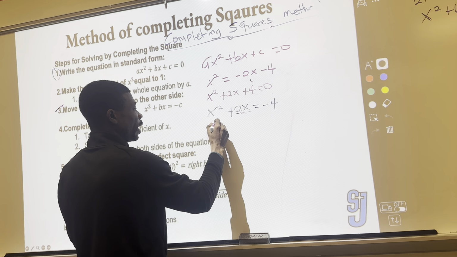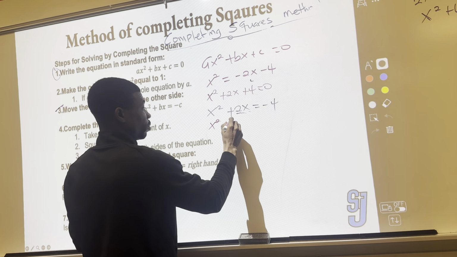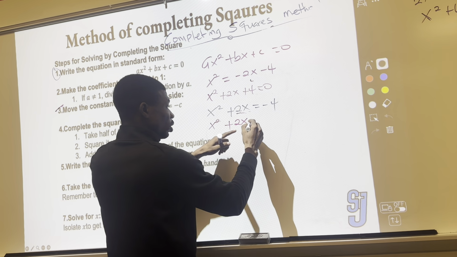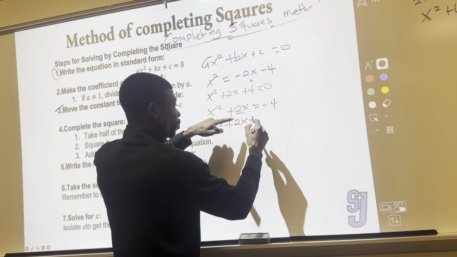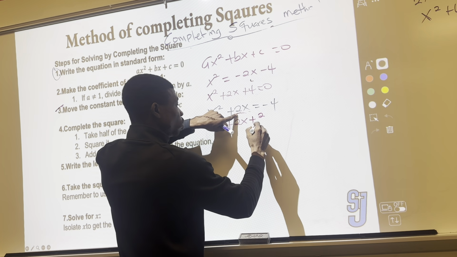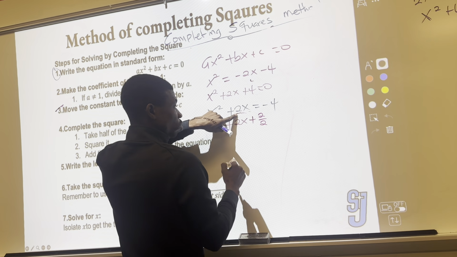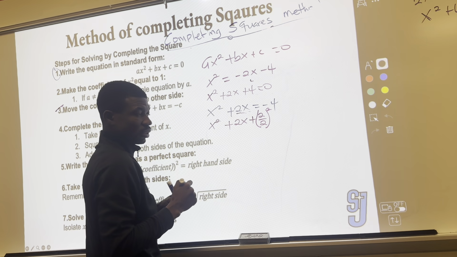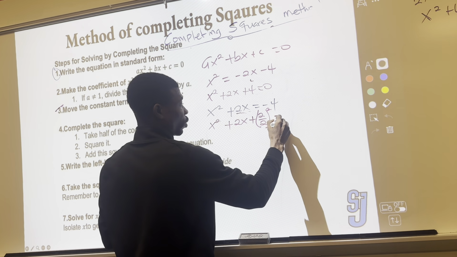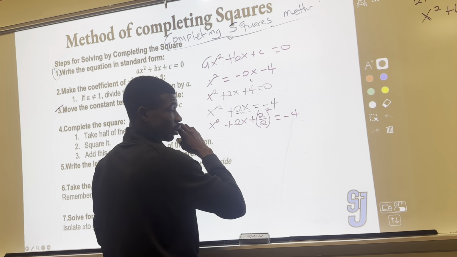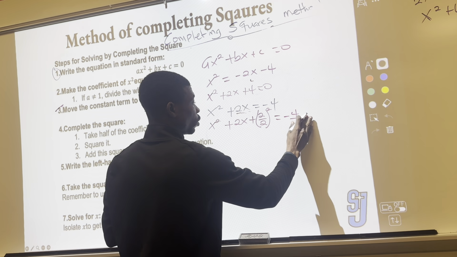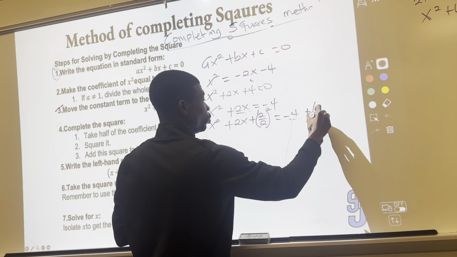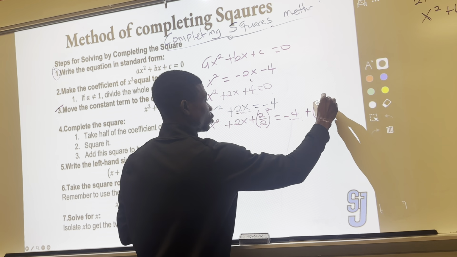You have your x squared plus 2x. Now this point says to pick this, which is 2, divide by 2, and square it, equals minus 4 plus 2 over 2 squared.